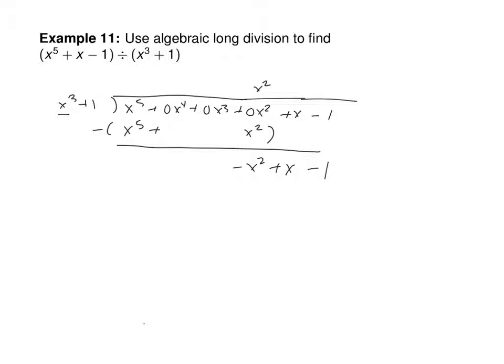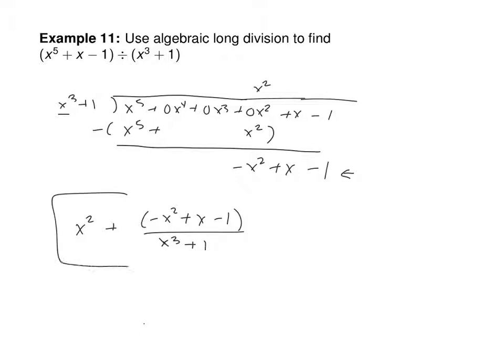And remember how I said you stop whenever the degree of this is less than the thing you're dividing by? That's actually your remainder. So this division gives you x squared plus negative x squared plus x minus 1 all over x cubed plus 1. That is the result of that division. So in your remainder term, the degree of the numerator should be less than the degree of the denominator. That's when you know to stop.